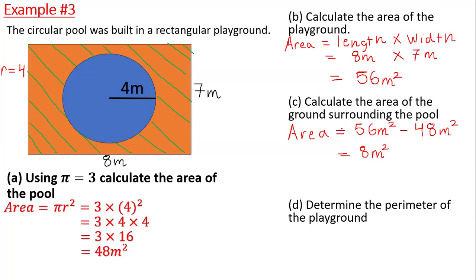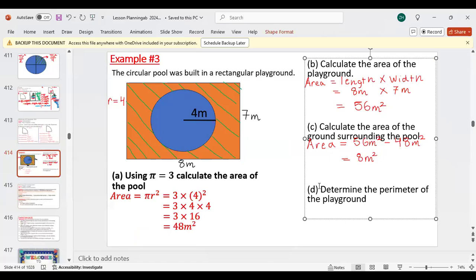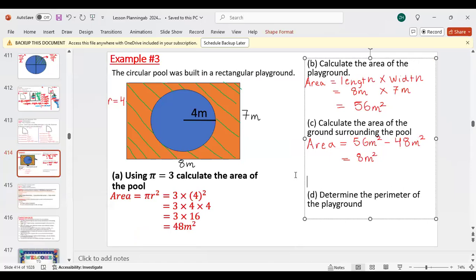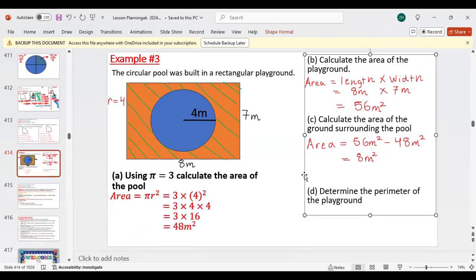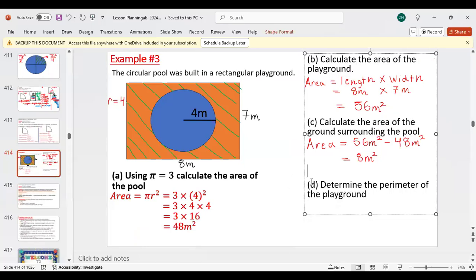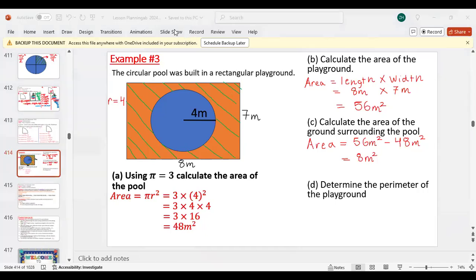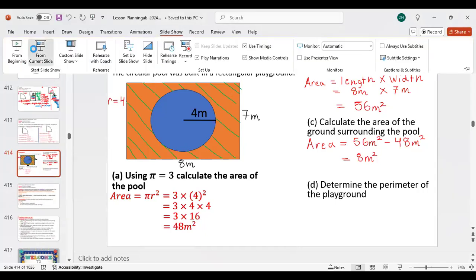Okay, perfect. So Isaiah, how did we get the area surrounding the pool? You have to subtract 48 meters squared from 56 meters squared, and it gives you 8 meters squared. Very good. So basically all we have to do is subtract. Now for this next one, they want us to determine the perimeter of the playground. So how are we gonna get that?